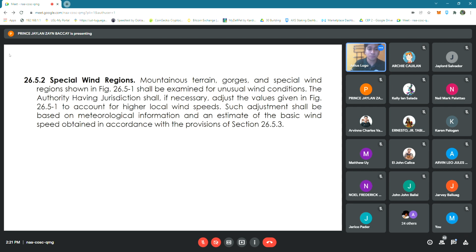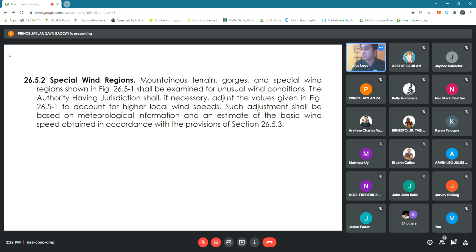We also have mountainous terrain, guys. The basic wind speed for mountainous terrains, gorges, and special wind regions shown in figure 26.5-1 shall be examined for unusual wind conditions. Even if you have a value for the wind speed, it doesn't mean that is the wind speed at that particular area, especially in mountainous terrain, because our assumption is horizontal. Since mountains are not flat, the wind speed varies. There will be adjustments, but it's not the engineer who does them, it's the expert in meteorology. Those are the special wind regions.